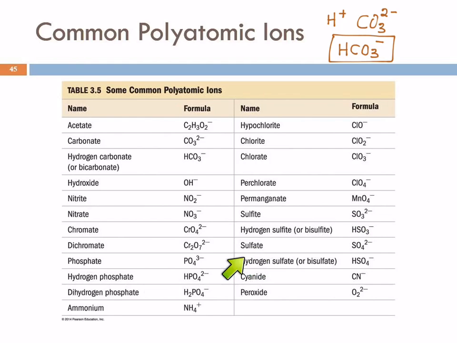Sulfate and hydrogen sulfate. And then there's phosphate. Phosphate has a -3 charge. You put 1 hydrogen ion on it, now it's got a -2 charge. You can put 2 hydrogen ions on it, and now it has a -1 charge. This is called dihydrogen phosphate because it has 2 hydrogens on it. Okay? But mostly, you just memorize them because.